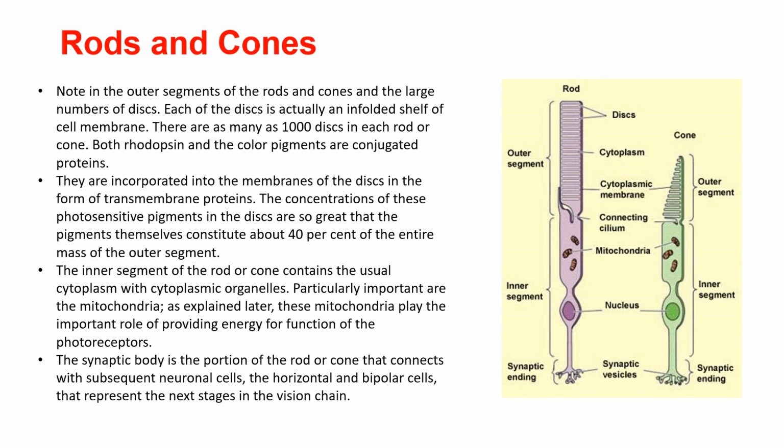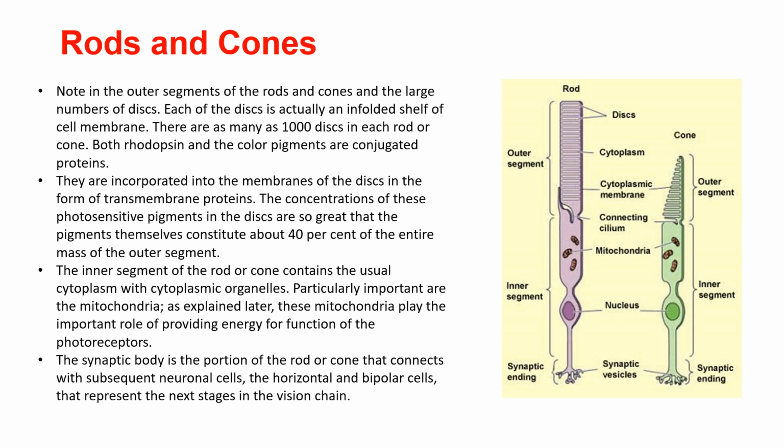Both rhodopsin and the color pigments are conjugated proteins. They are incorporated into the membranes of the discs in the form of transmembrane proteins. The concentrations of these photosensitive pigments in the discs are so great that the pigments themselves constitute about 40% of the entire mass of the outer segment.